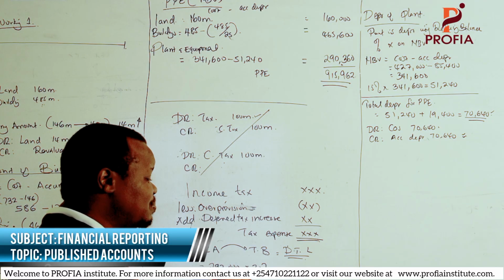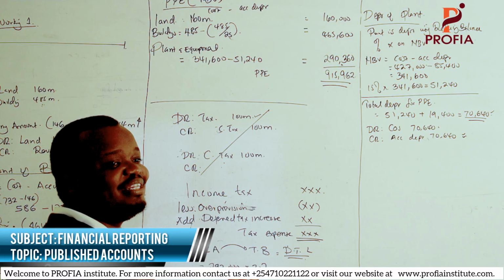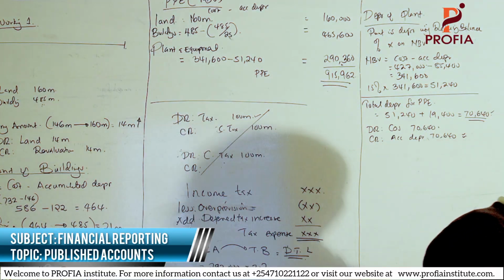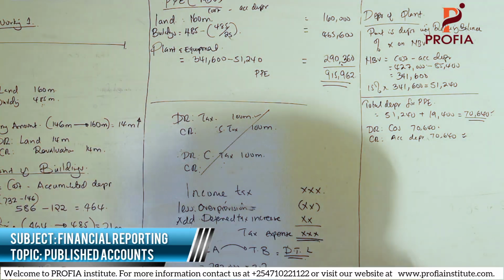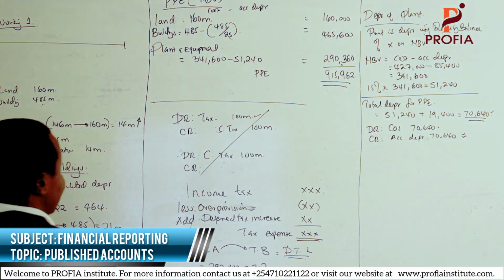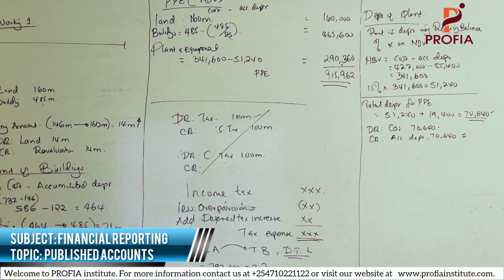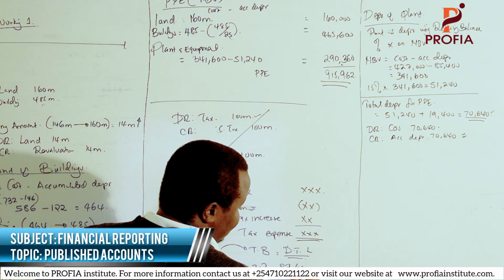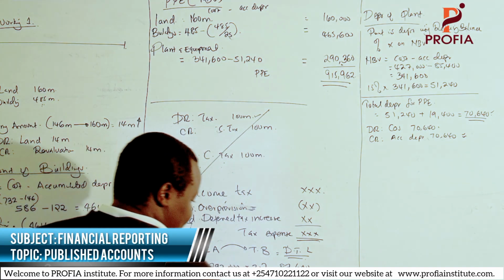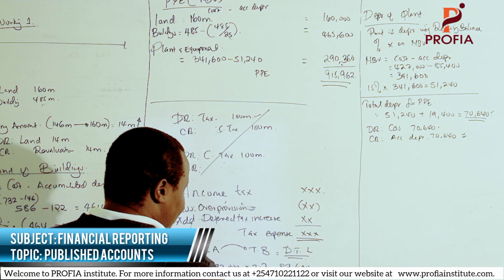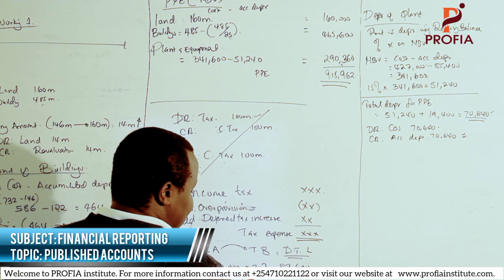Sasa tukaambiwa that the CA is higher to TB by this amount. It means if I multiply it by 30%, it is going to lead to a liability at the end of the year. And how much is that? What is 30% of 292,000? $87,600.